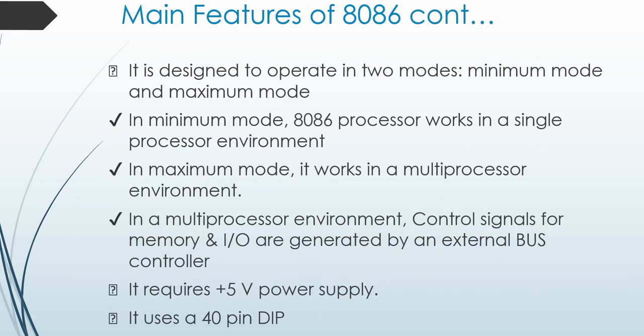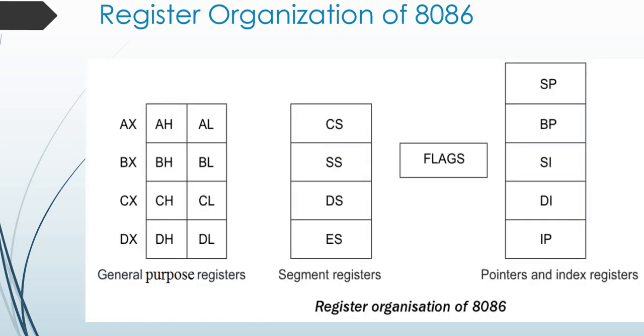And another main feature of 8086 is that it can act in minimum mode operation and also maximum mode operation. Minimum mode means it acts as a single processor, whereas in maximum mode it acts as a multiple processor, and it requires a 5 volt supply. As we discussed, it has a 40 pin dual in-line IC.